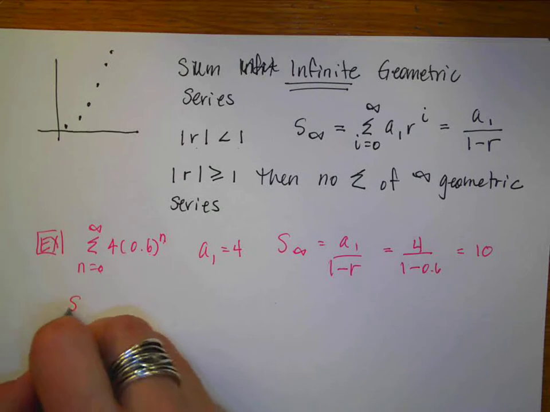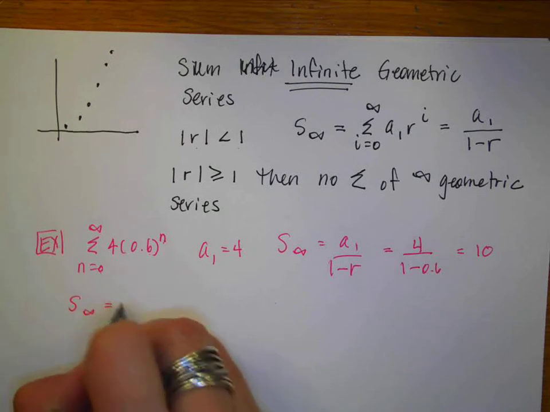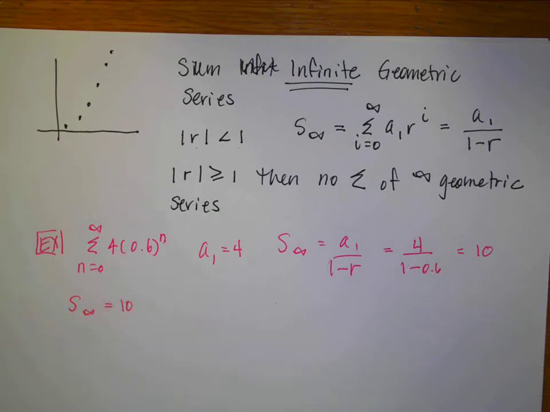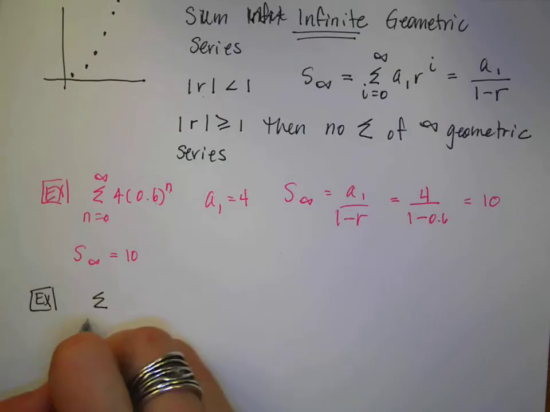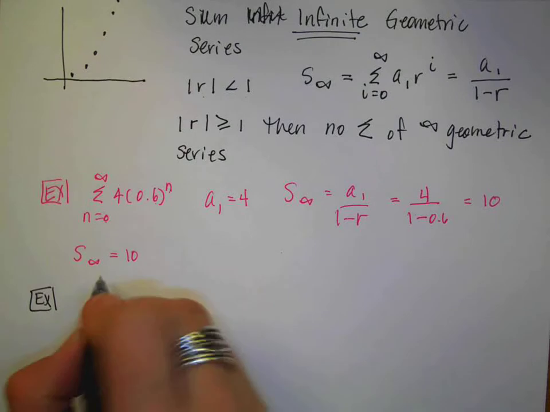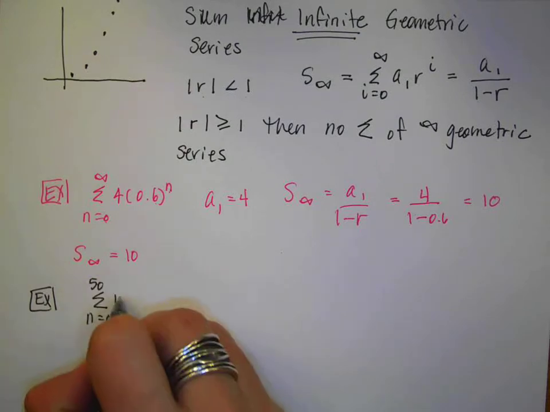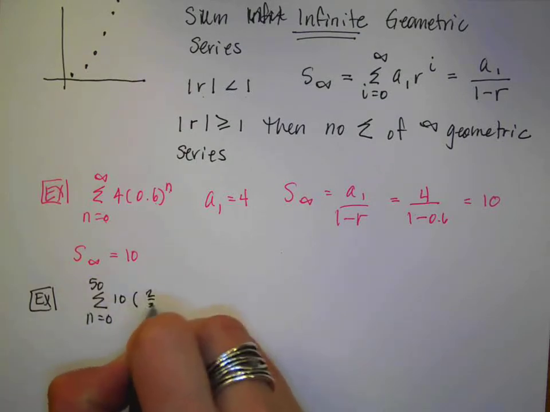This is 4 over 1 minus 0.6, and when I do that math, I get that the infinite sum is 10. I know that sounds a little bit weird, but the infinite sum is 10. It's a little bit hurty on the head to think about an infinite sum. Okay, alrighty.